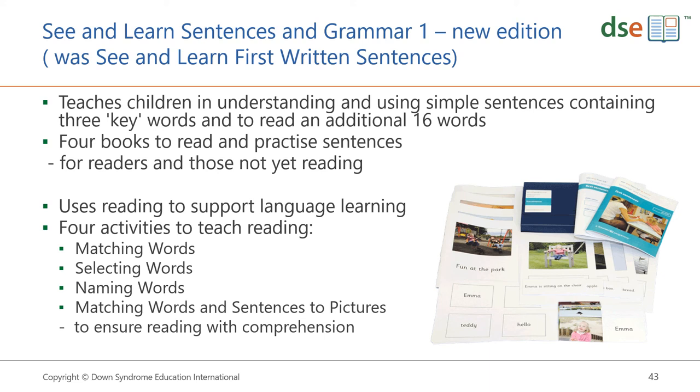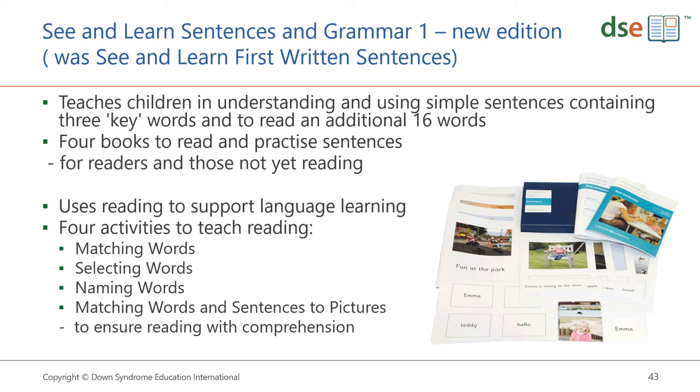So now, instead of talking about the dog is eating his dinner, Emma is eating an apple. Three keywords in the sentences. So going from two keyword phrases into three keyword sentences. In this kit, we teach another 16 sight words, and we use 8 of the sight words they've learned in First Phrases 1. So there's 24 words in this kit being used to make sentences.